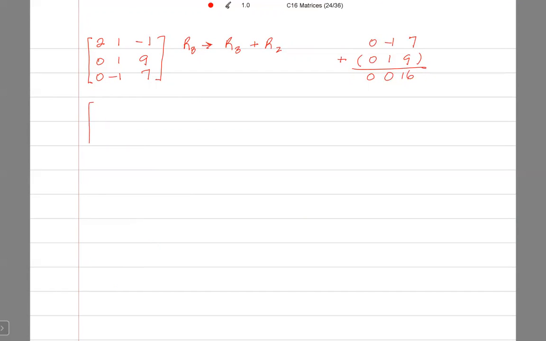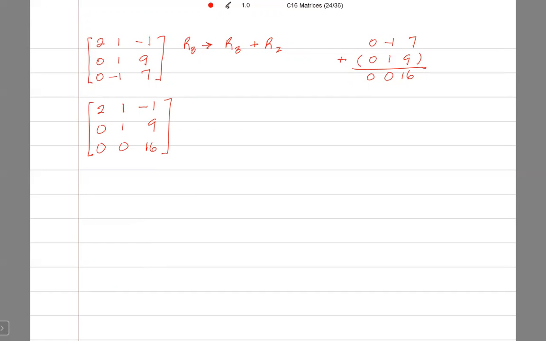So this is 2, 1, minus 1, 0, 1, 9, and 0, 0, 16. So what I'm doing is I'm row reducing this matrix, the matrix A, to row echelon form.